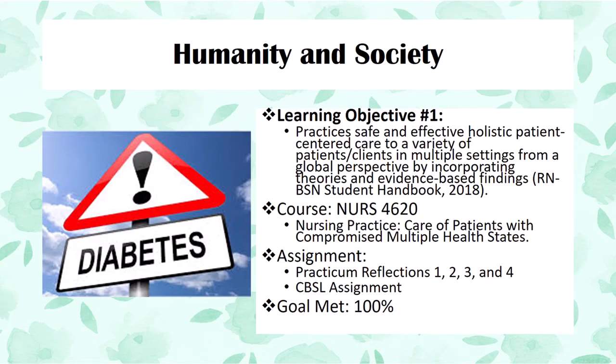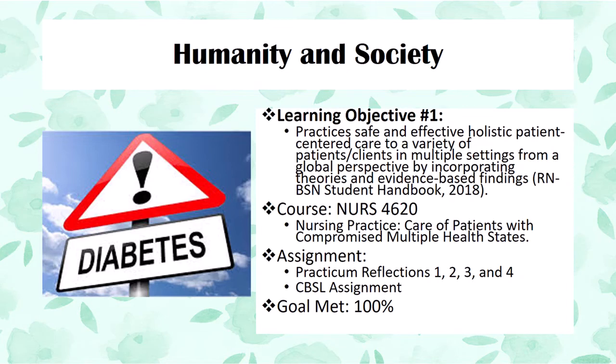Humanity and Society. Learning objective number 1 practices safe and effective holistic patient-centered care to a variety of patients or clients in multiple settings from a global perspective by incorporating theories and evidence-based findings. The course was Nursing 4620, Nursing Practice, Care of Patients with Compromised Multiple Health States. The assignment was the Practicum Reflections 1, 2, 3, and 4, and my CBSL assignment.